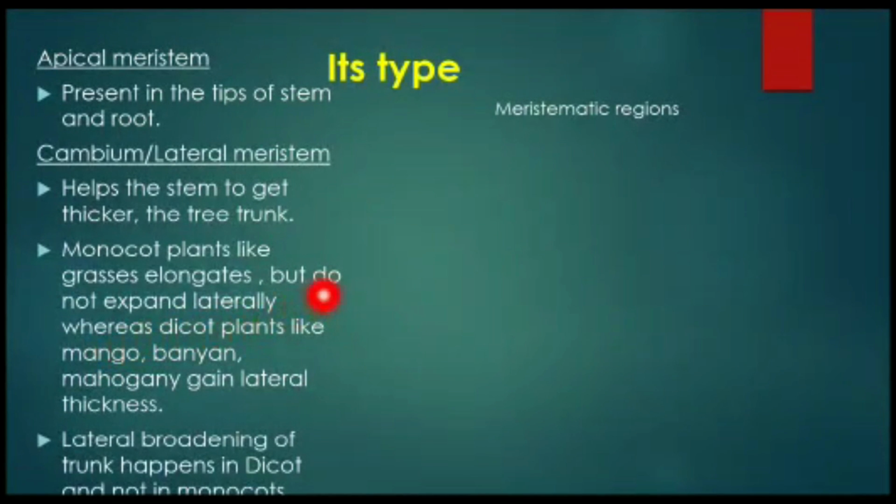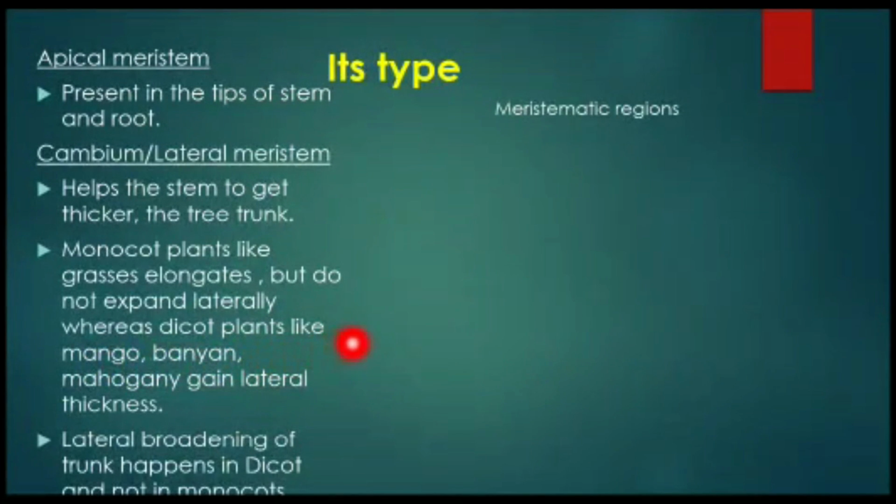But the dicot plants, they are hard and woody. So monocot plants like grasses keep on elongating. They will become taller, but they will not become wider. They will not become thick. But in case of dicot plants, like a mango tree or a banyan tree or mahogany or teak, sal, all these trees possess a hard, thick, woody trunk.